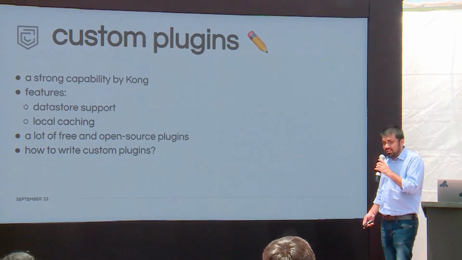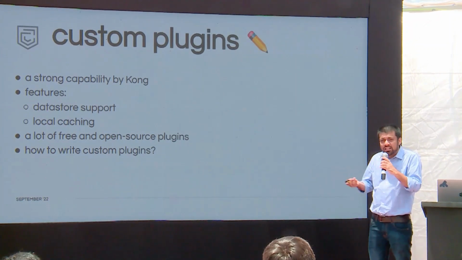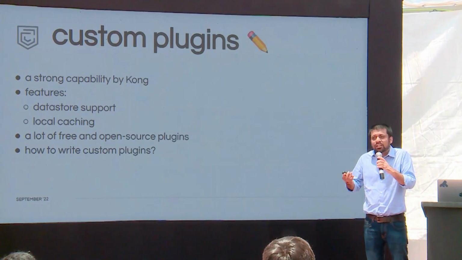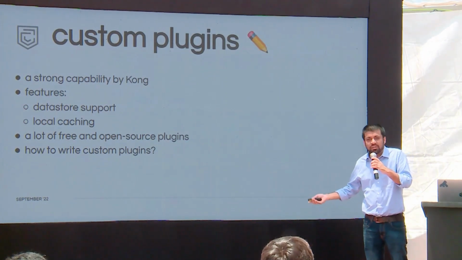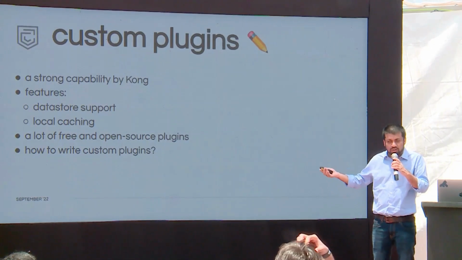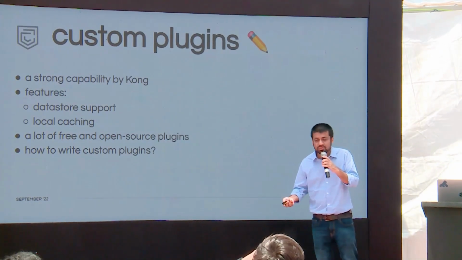Some of the features that I like about plugins are that they have data store support, so you can persist whatever entities you want in the database itself without having to do any custom integration. Kong provides support for data stores like Postgres and Cassandra, so you can readily use that.